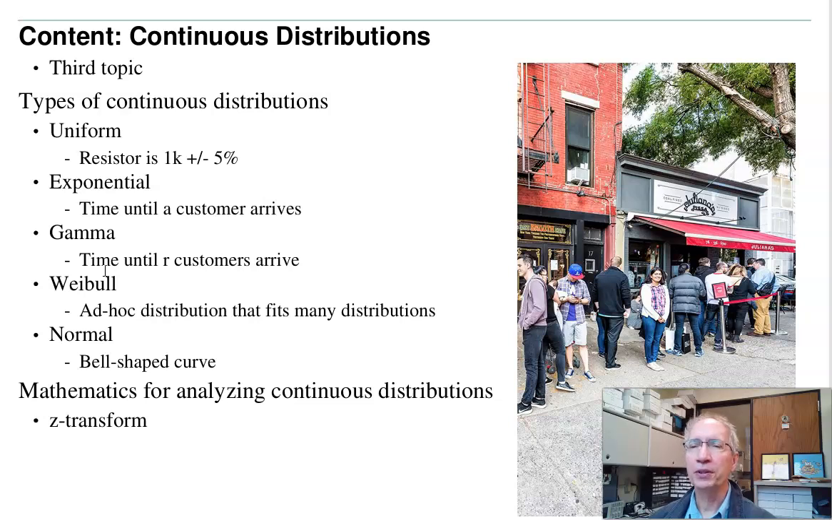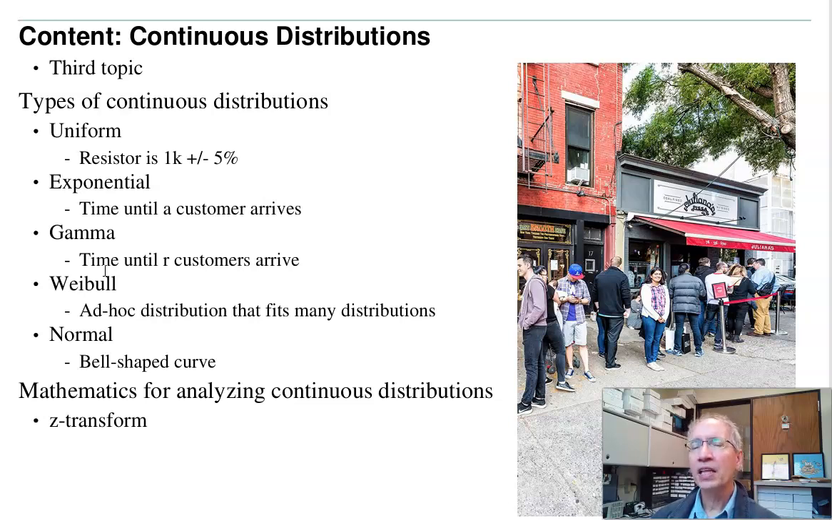That's the uniform distribution. An exponential distribution would be, for example, the time until a customer arrives. A gamma distribution is the time until our customers arrive. A Weibull distribution is a continuous distribution that doesn't have any theoretical basis, but it can curve fit a lot of distributions. So sometimes in research, if I don't know what the distribution is, I can assume a Weibull distribution and it'll curve fit just about anything.